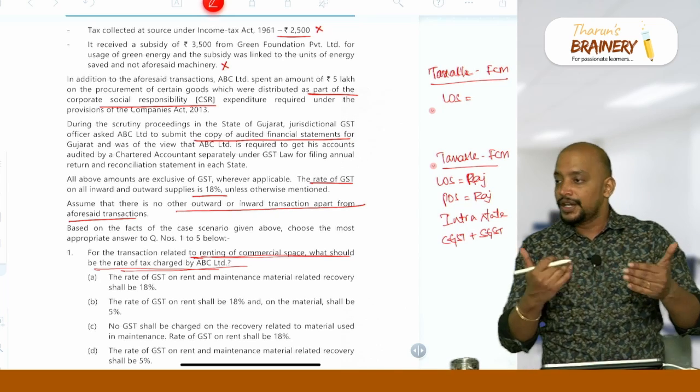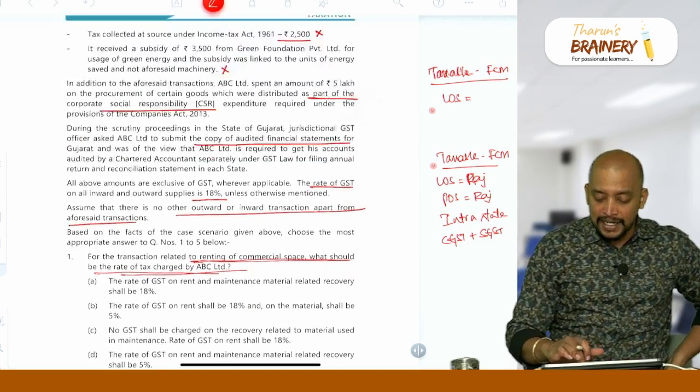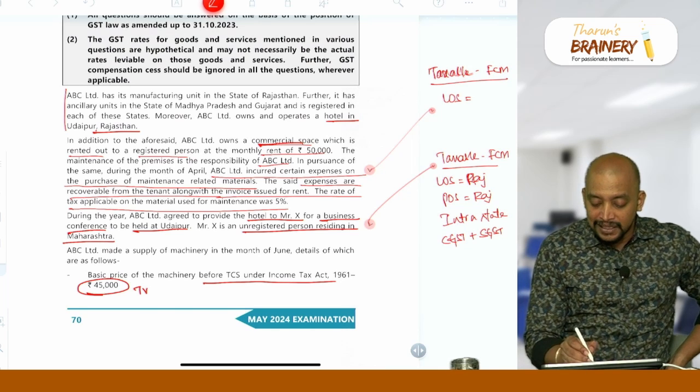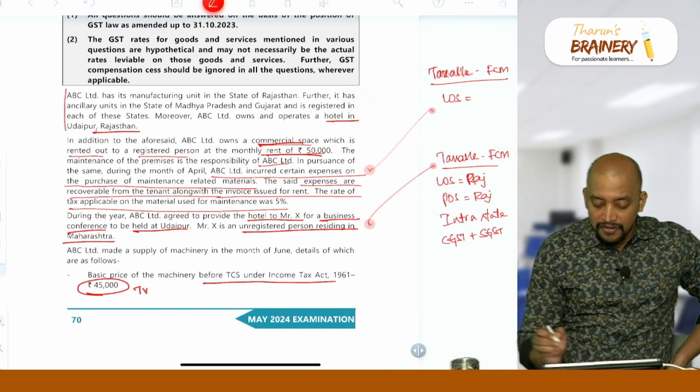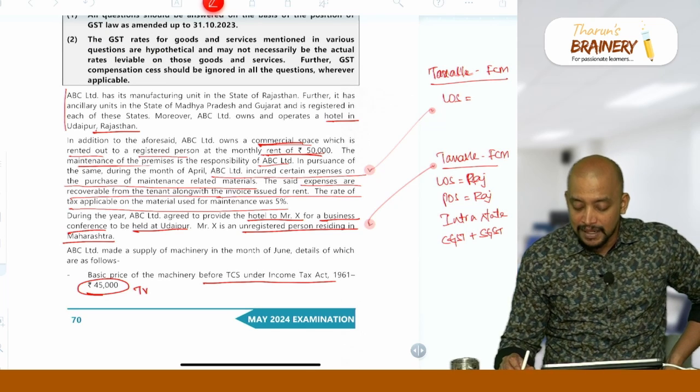This is the question. Now we will read the MCQ again. For the transaction relating to renting of commercial space, they gave some renting of commercial space, na. What is the monthly rent? 50,000. And there is some maintenance of the commercial space. Who paid the maintenance charges?